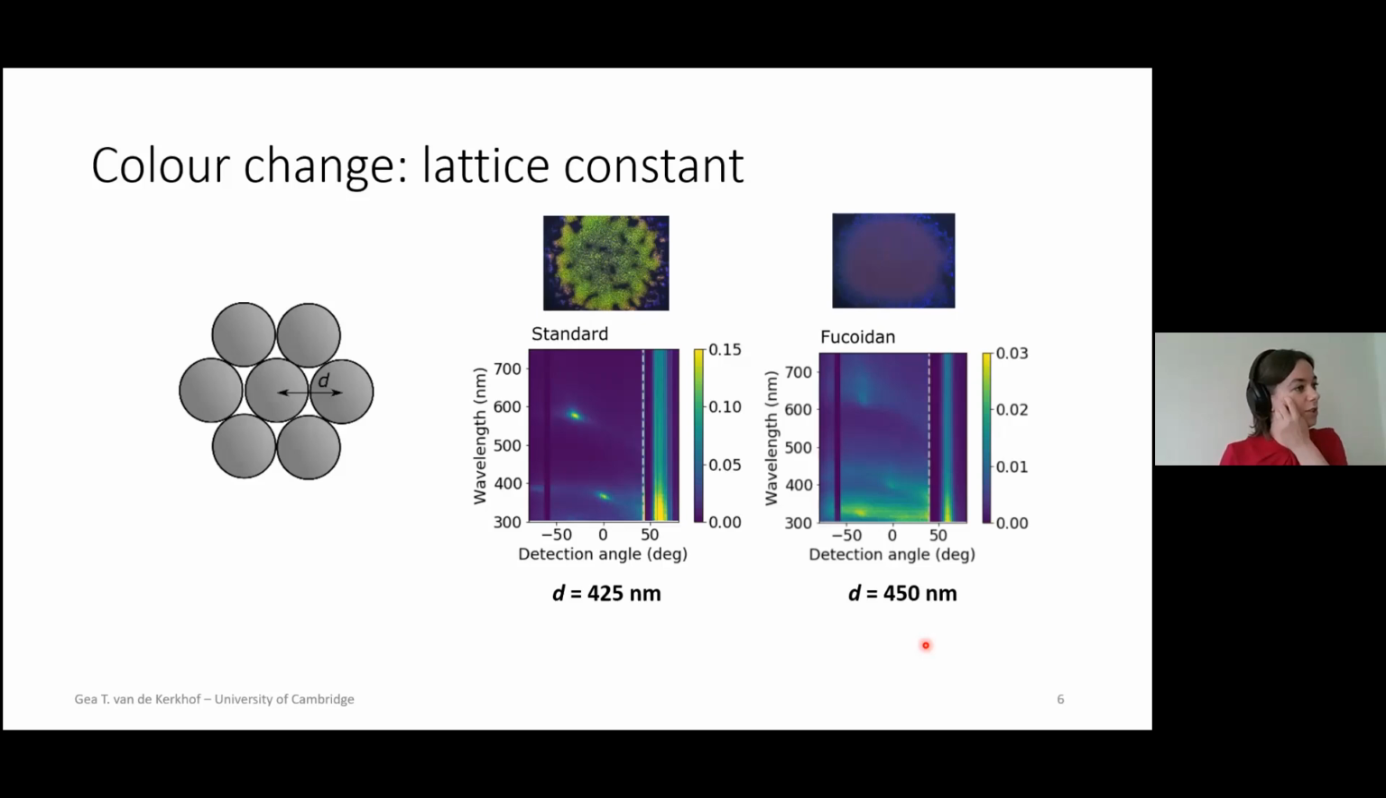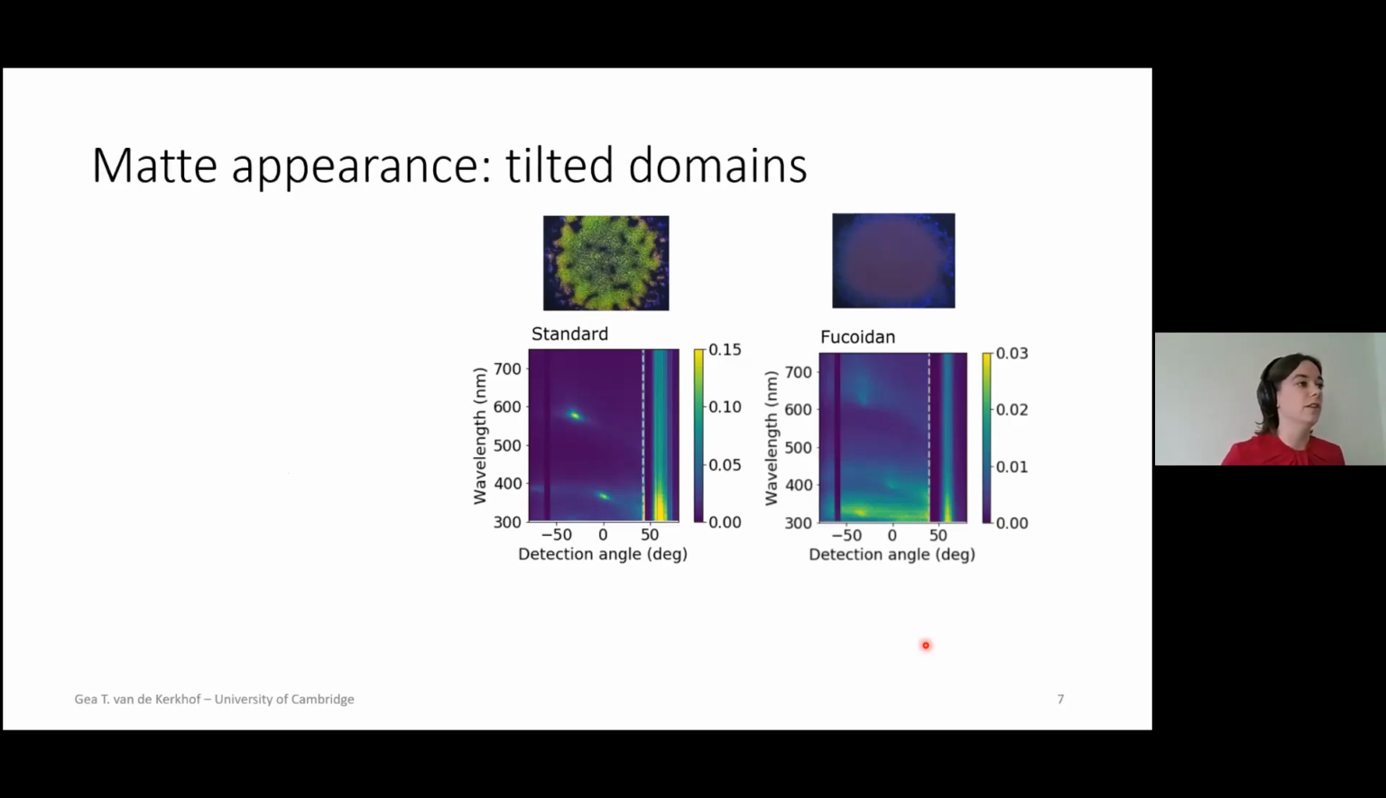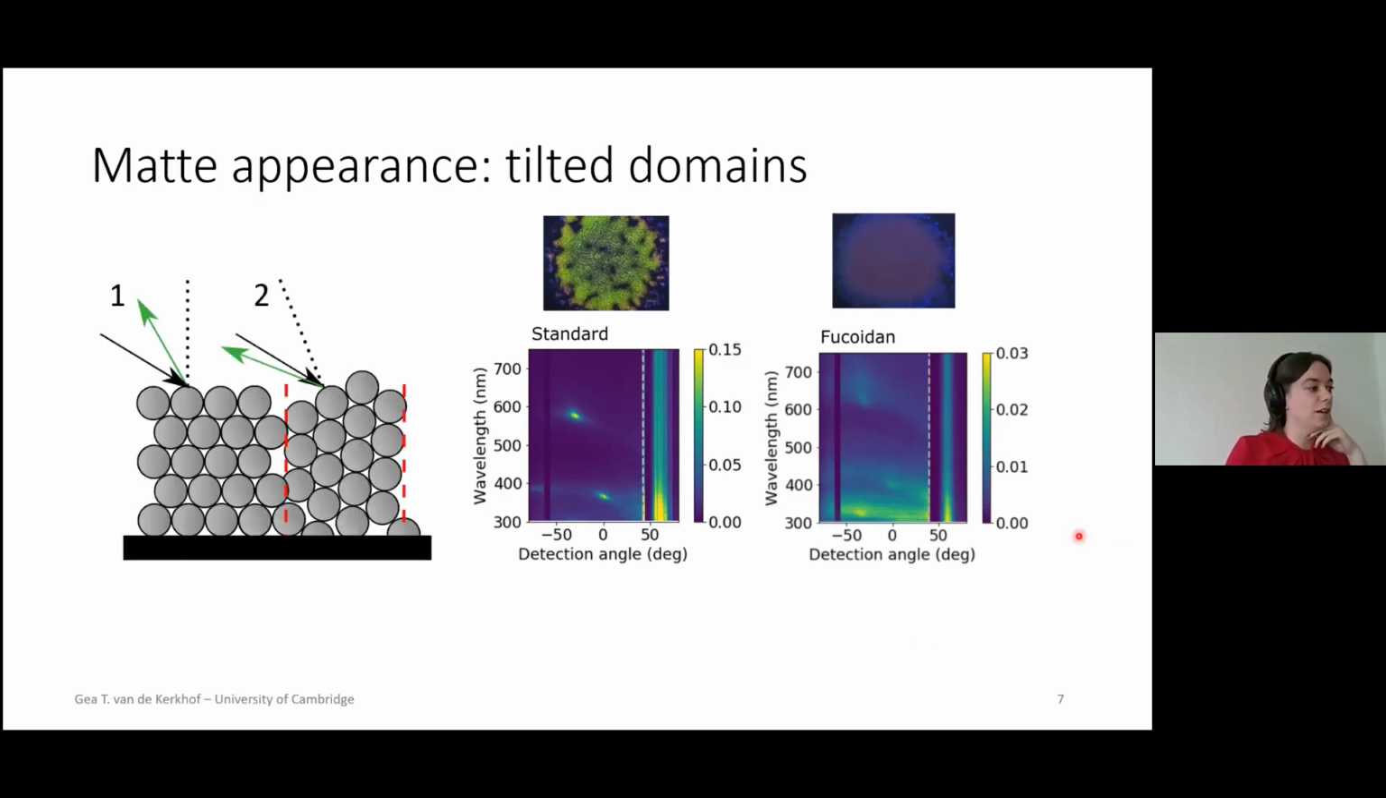And in addition to this lattice constant, we could also find the origin of the matte appearance that happens in the phacoidin grown colonies. The way that we can find this is by looking at the amount of tilted domains in the sample. If you look at, for example, situation number 1, we have a crystalline domain of bacteria, which is aligned quite nicely to the surface of the agar here. And we can expect that the majority of the crystal domains will be aligned to the surface of the agar, because this is sort of the easiest conformation for them.